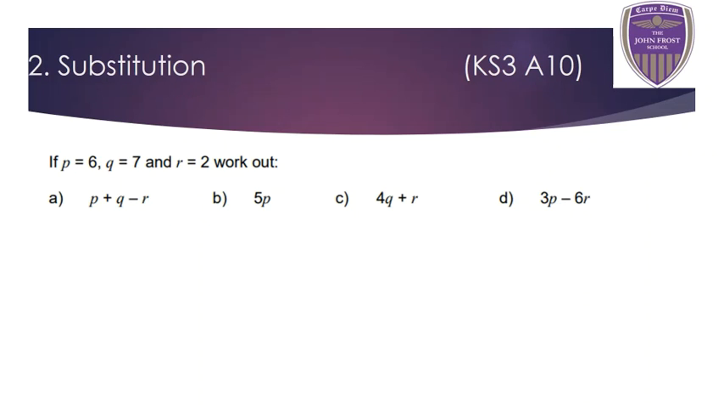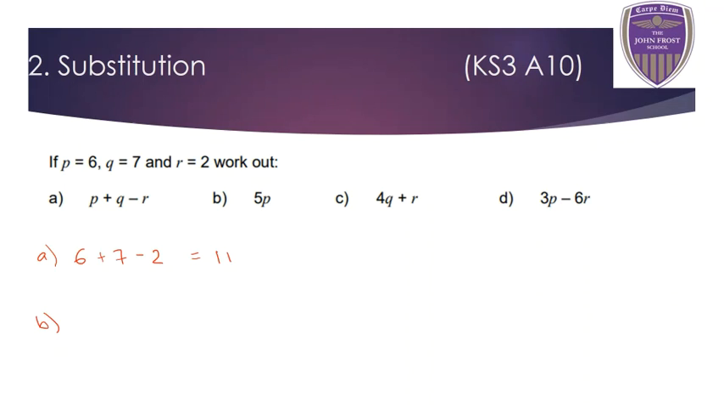The second section then is to do with substitution. Substitution is just replacing letters for numbers. In the next few questions, it says P equals 6, Q equals 7, and R equals 2, and we need to work out these different answers. For A, it's a really straightforward one to start with. P equals 6, so instead of P, I'm writing 6. Q equals 7, so instead of Q, I'm writing 7. R equals 2, so instead of R, I'm writing 2. So 6 plus 7 is 13, minus 2 is 11, and that's the answer.